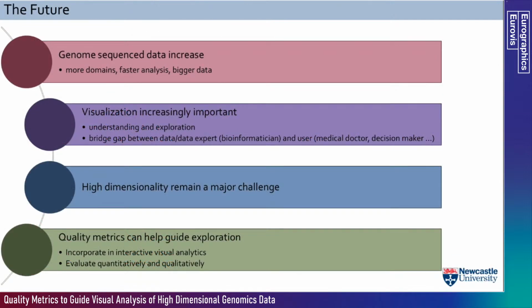Looking into the future, genome sequence data will continue to be important and increase in terms of domain and in terms of size of the data. Visualization will become increasingly important as more domains mean more people with different backgrounds needing to understand this data. Quality metrics can be useful to help support analysis of this type of data, and future work includes incorporating them into an interactive visual analytics system and evaluating them to make sure that they are useful.